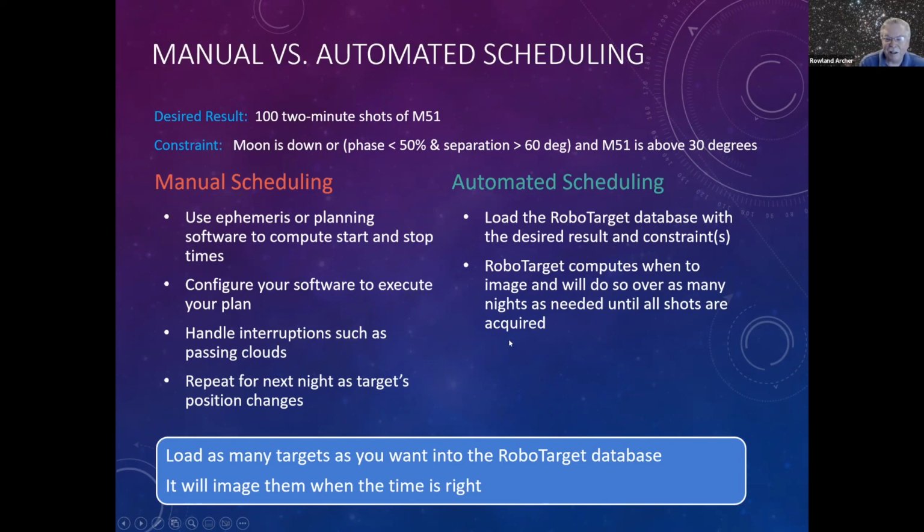And with all those targets in the database, RoboTarget will then compute what to image, when to image it, and it'll do it over as many nights as needed until you get all your shots. So it's really nice to be able to just load the targets. If you're scrolling through Astrobin and you say, wow, that's a great looking target, I'd like to do that someday, rather than jot it on a piece of paper and lose it, you can go over to your RoboTarget manager that I'll show you in a minute and load the target in. And when the time comes to image it, it'll get imaged.